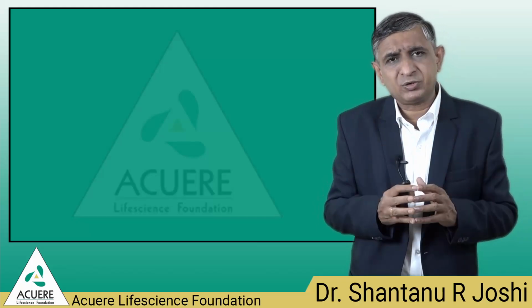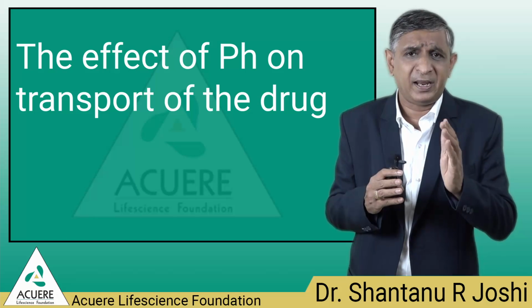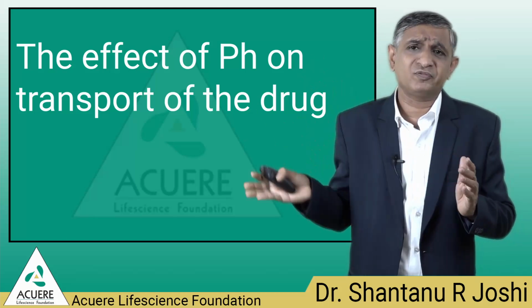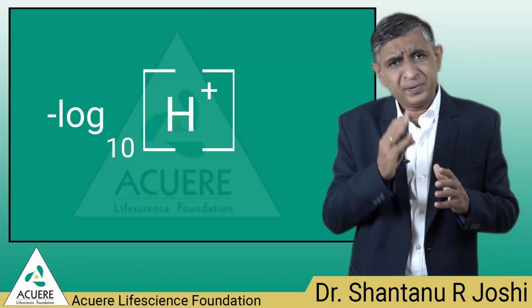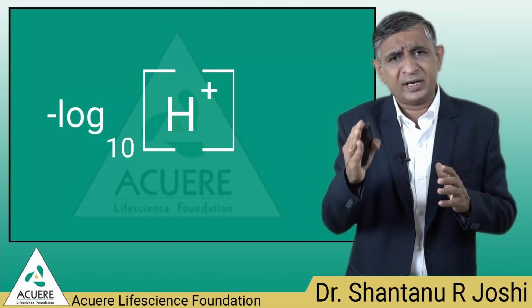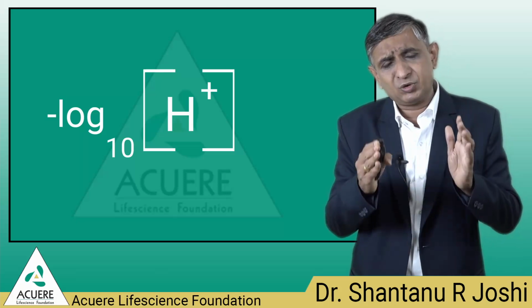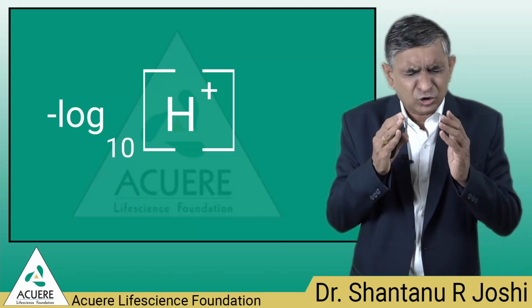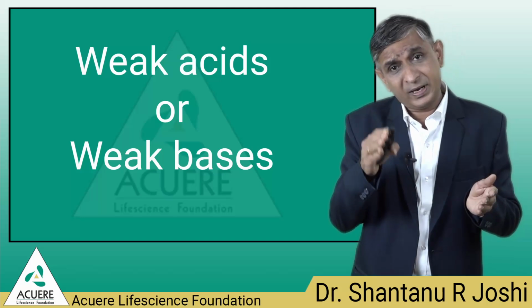Dear students, today I am going to tell you about the effect of the pH on the transport of the drug. The first question that will come to your mind is, sir, what is this pH? pH is nothing but the negative logarithm of hydrogen ion concentration to the base 10. See, my dear students, do remember most of the drugs are either weak acids or weak bases.